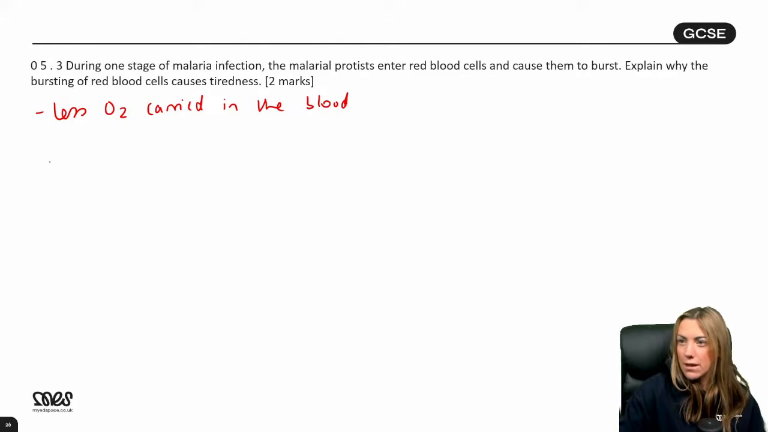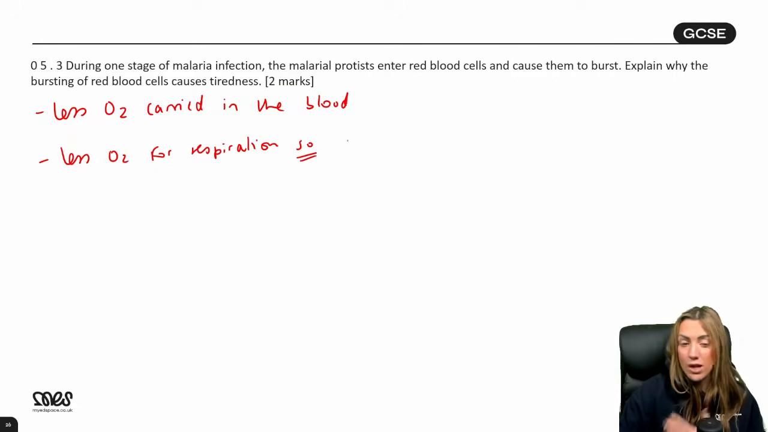And then second marking point, why is this going to lead to tiredness? Less oxygen for respiration, because we know that cells need oxygen for aerobic respiration. So we've got a link to tiredness, less energy released. If there's less respiration, there's less energy released. That's going to make us feel tired.